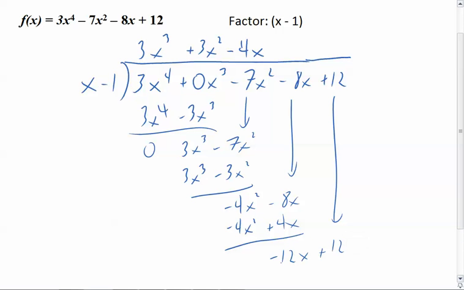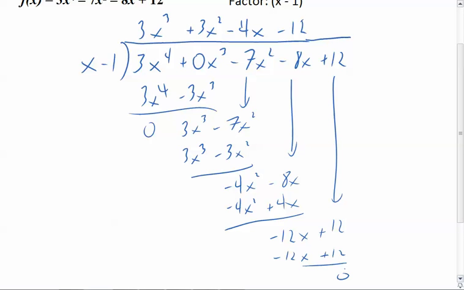In which case, the last thing here is just to multiply something times negative 12x, and so this will be negative 12. Negative 12 times x will give me negative 12x, and negative 12 times -1 will give me plus 12. And if I subtract these, I get a 0 here, which means there's no remainder.